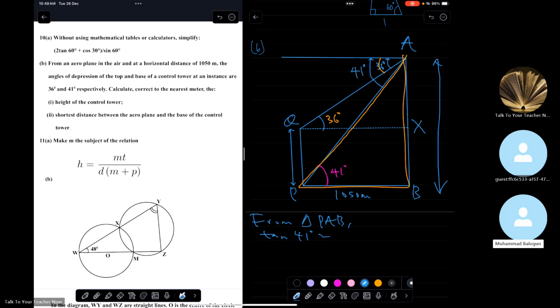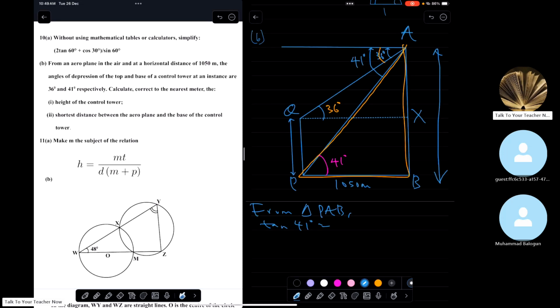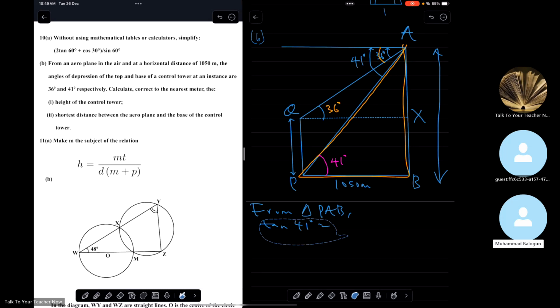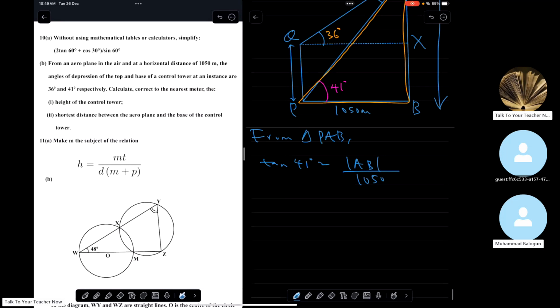Just tell me what to write down. Tan 41 degrees equals AB over 1050. I expect you to say that. You understand? And where do we go from there? Tan 41 degrees equals length AB over 1050. So what is AB?